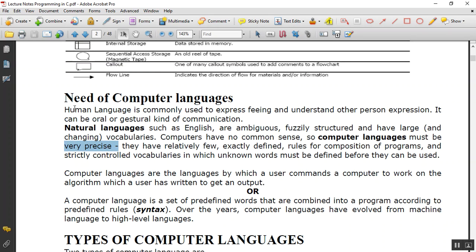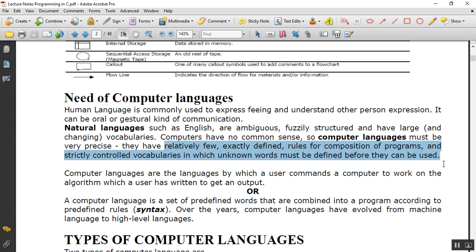They have relatively few exactly defined rules for composition of programs and strictly controlled vocabularies in which unknown words must be defined before they can be used. So this is the basic of computer language: each and every computer language existing today in the programming world has got a fixed set of words. Those words are understood by the computer, not directly, but indirectly we can make it understand. It has got only a few words.